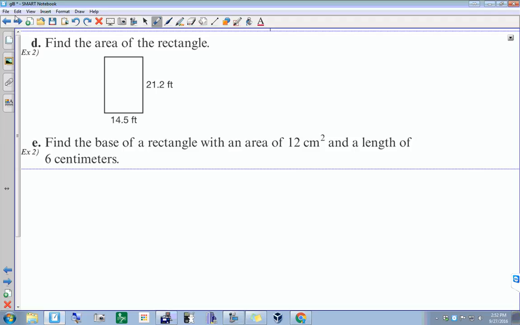Give this a try. I'll give you a minute and a half. Play with this one. Yep, do D and E. D and E.